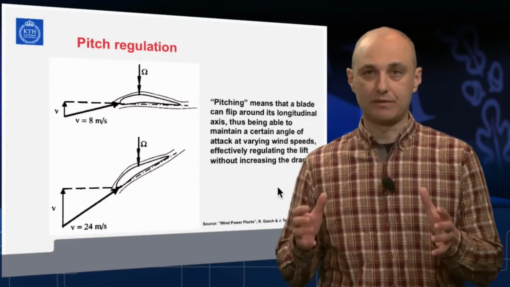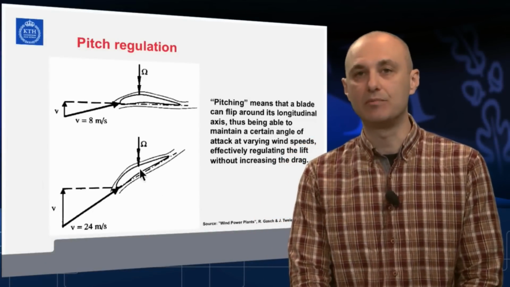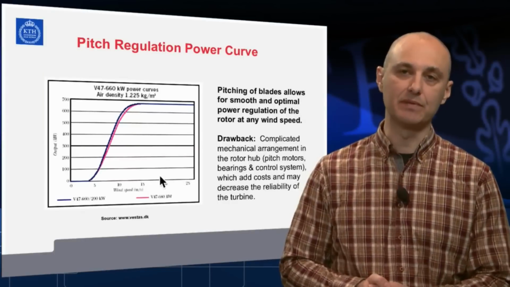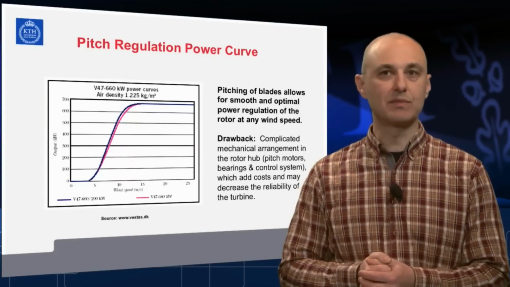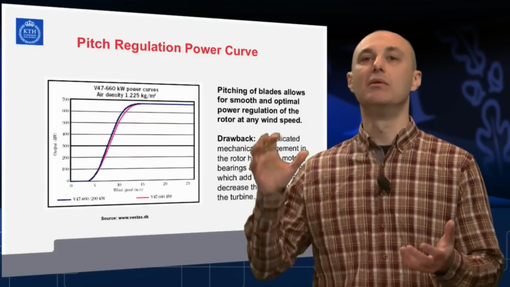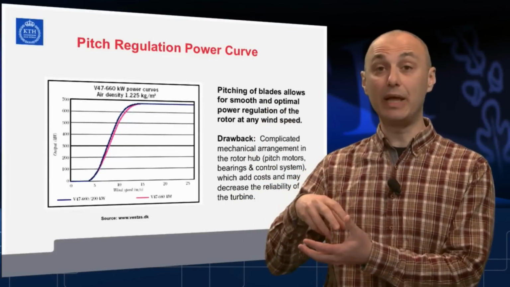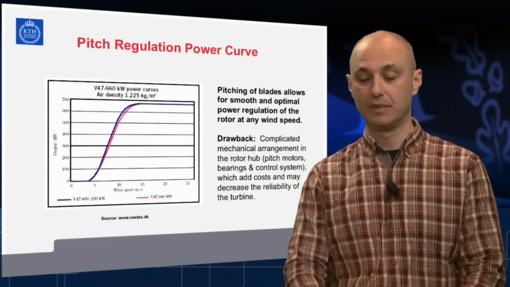The difficult part here is that you have to be able to rotate this blade. You need to have a complex mechanical arrangement able to do that. Some kind of a control system, some kind of an actuation system, motors able to rotate the blade, bearings that this blade is supported on. It cannot be just firmly bolted to the hub.